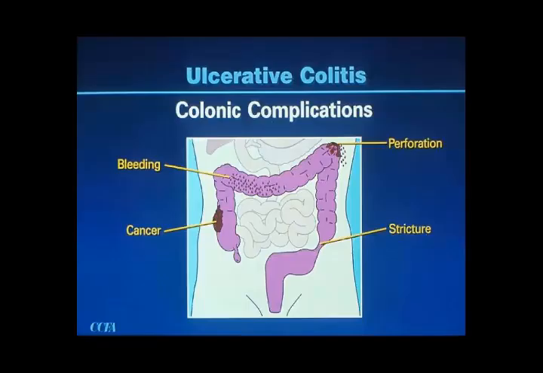You can see the proctitis, and even if you have a toxic megacolon, leading to perforation, bleeding. These are the complications leading to cancer formation and stricture formation. So these are the complications of ulcerative colitis. You can have localized stricture formation, toxic dilatation leading to perforation, bleeding, and cancerous transformation.